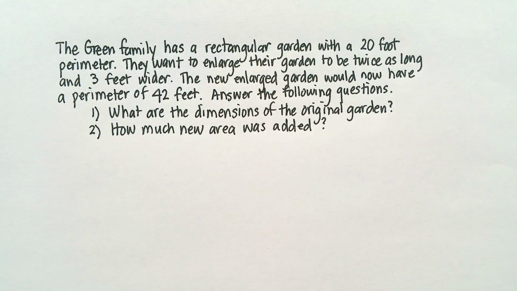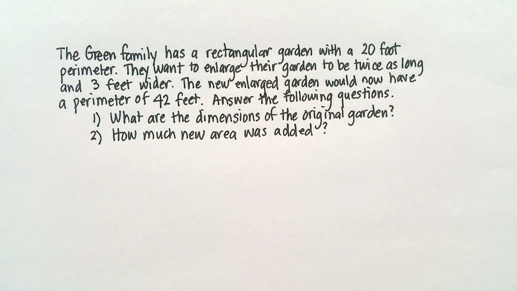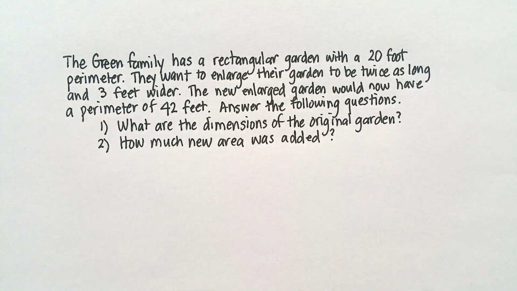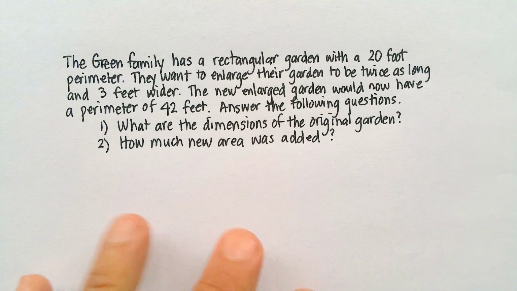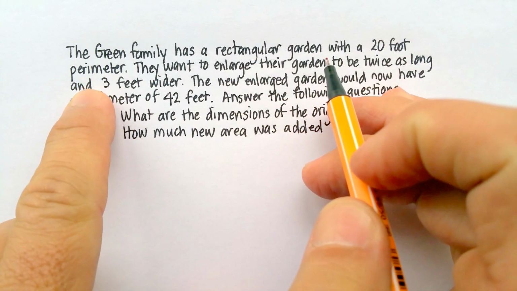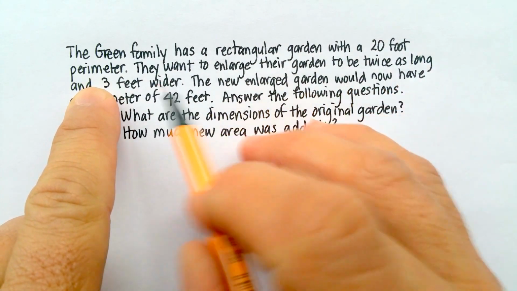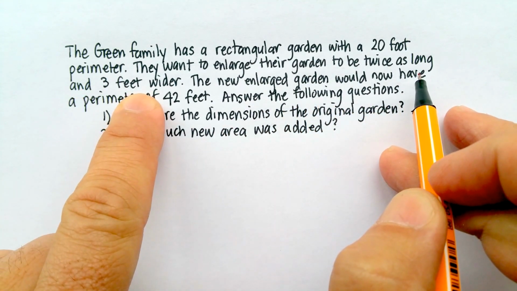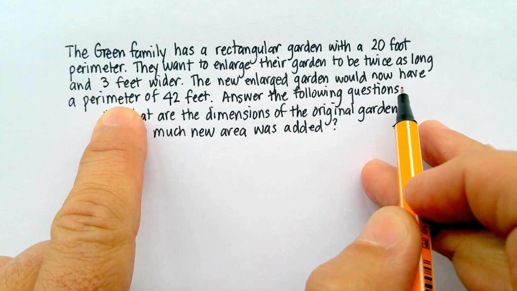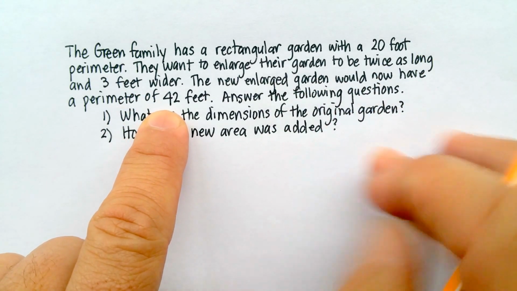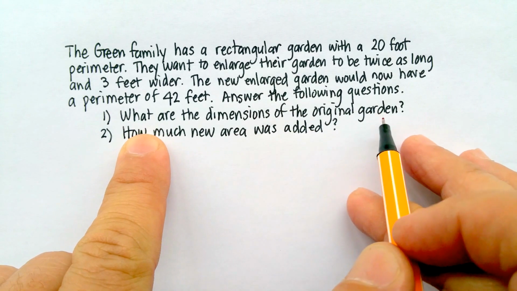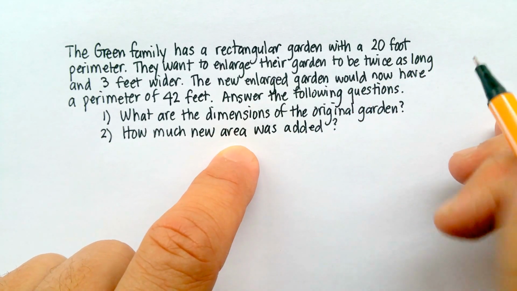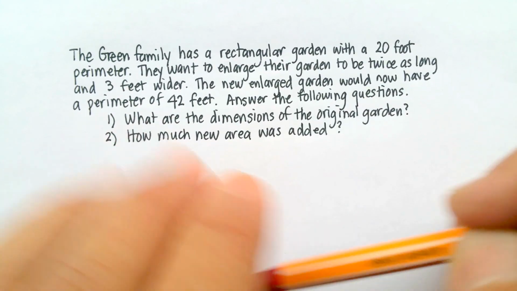Now let's practice one of those, okay? Here's an example. According to my situation, the Green family has a rectangular garden with a 20-foot perimeter. They want to enlarge their garden to be twice as long and 3 feet wider. This new enlarged garden would then have a perimeter of 42 feet. Answer these questions. What are the dimensions of the original garden, and how much new area did they add to their space? Okay, now let's go back to, again, what my procedure was.